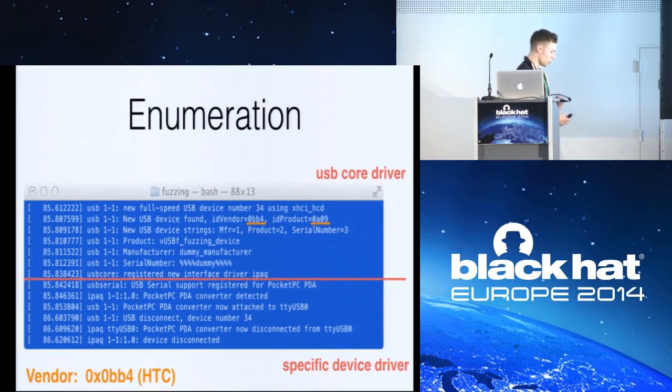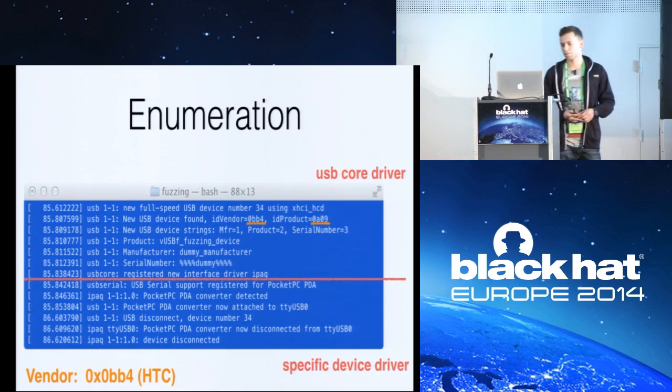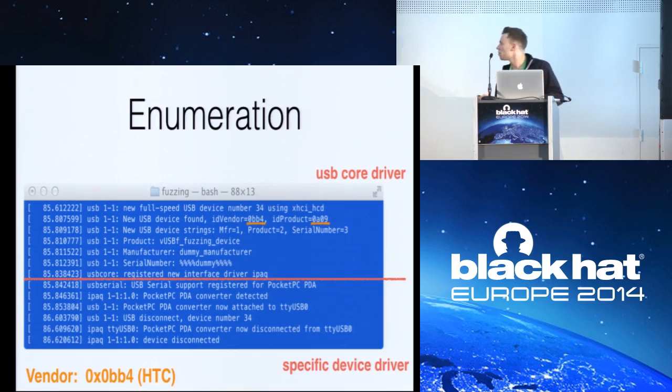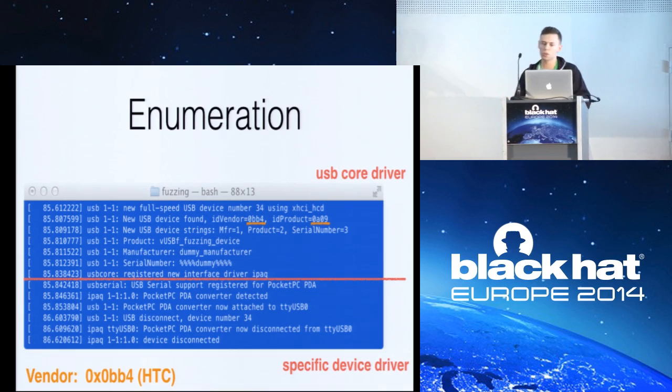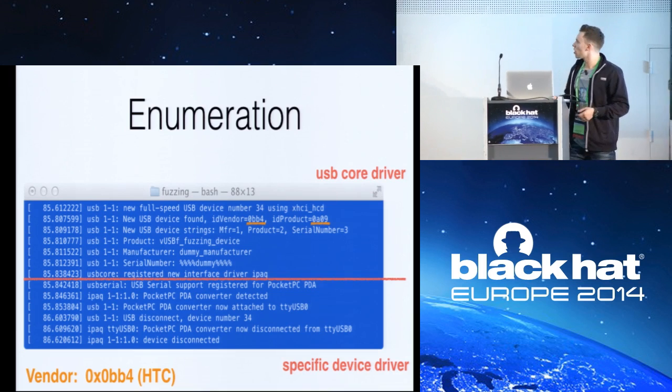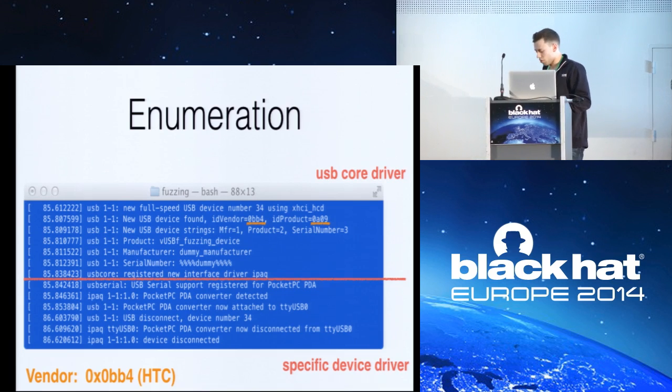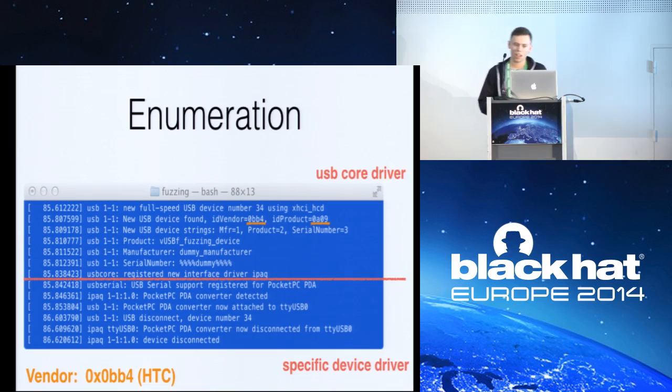Well, if you are on Linux and you plug in a USB device and run the dmesg command, this is similar to what you will see. Above the red line, there's the USB core driver output. There you can see some information from the information exchange at the beginning. There are two interesting fields, the ID vendor and ID product fields. You can resolve them to HTC, and there should be a Pocket PC sync. And the USB core driver selects the best fitting driver for this device based on this information.